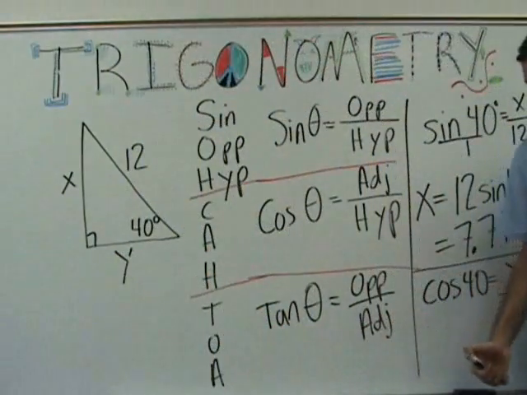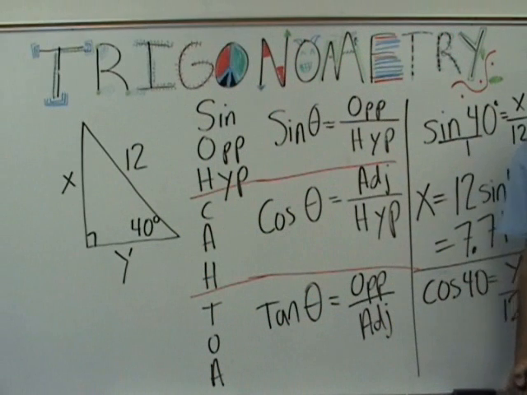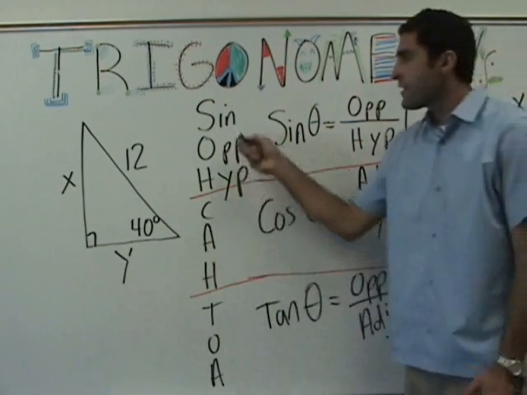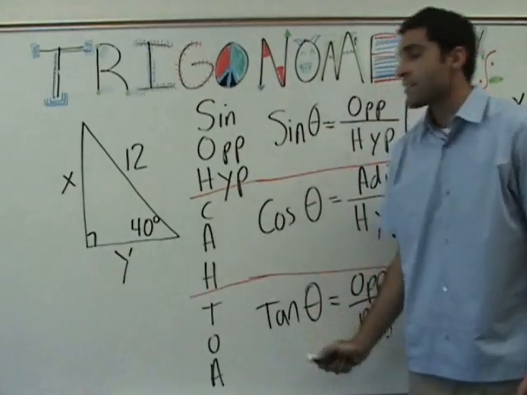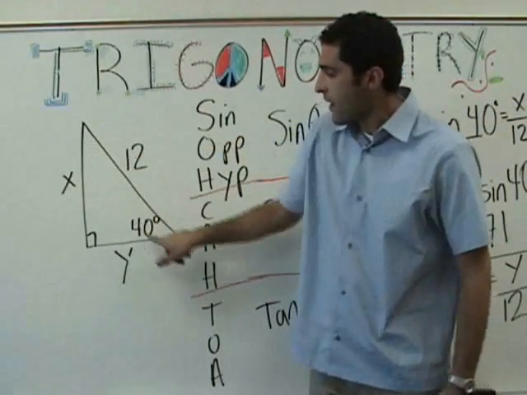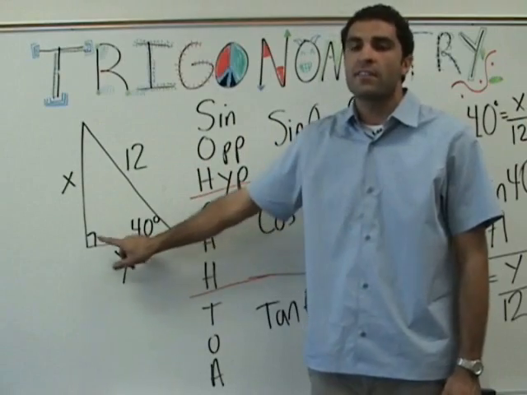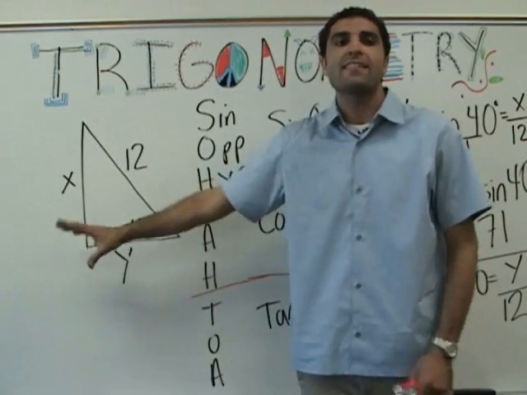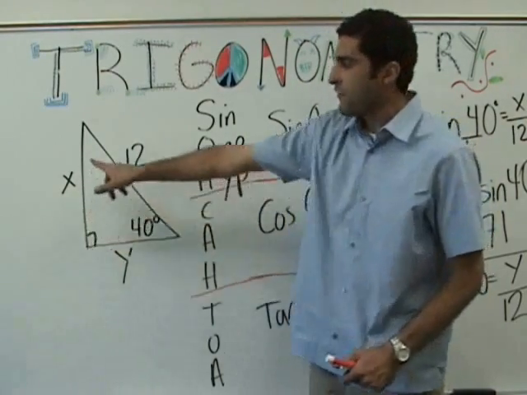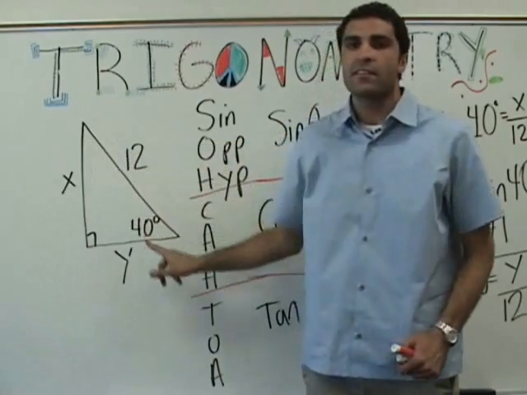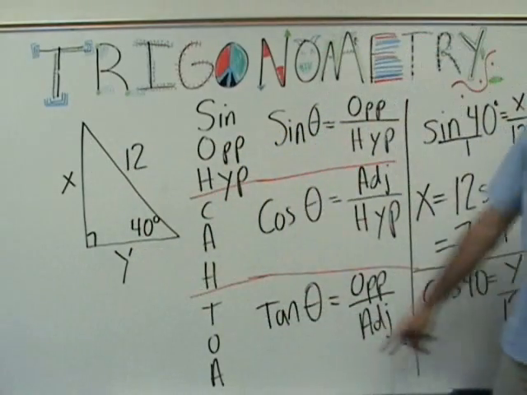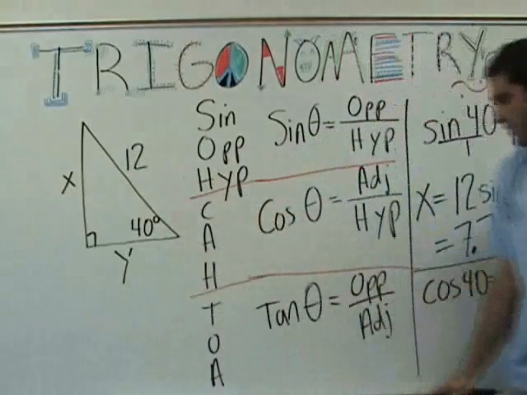Why are we using 40 instead of 90 or 50? Good question. Whenever you're doing these trig functions, it's always regarding the other angles. The 90 is left alone. 90 sets up the right triangle, but the trig functions occur with the angles that are next to it. You can do trig functions on either one of these.